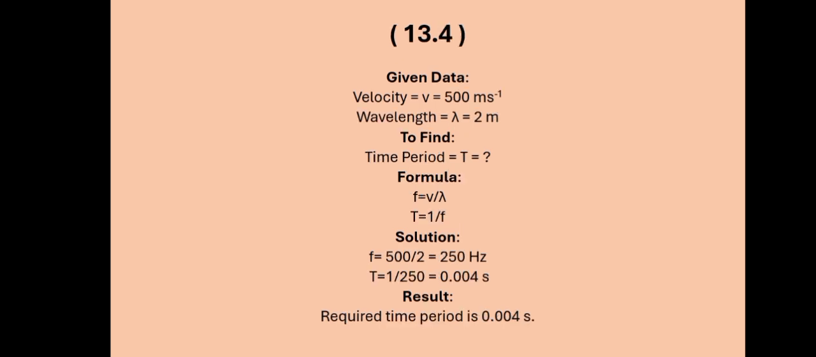Move to the next, 13.4. Given data, velocity and wavelength is given the same as before. We have to calculate the time period here. We cannot find the time period directly by using the V and lambda. For this we have to calculate the frequency first and then dividing 1 by the frequency we can easily calculate the value of the time period. फ्रीक्वेंसी के लिए V और lambda दोनों को डिवाइड करेंगे and we will get the value of the frequency, that is 250 hertz. टाइम पीरियड फाइंड आउट करने के लिए 1 को 250 पे डिवाइड कर देंगे. 1 divided by 250 is equal to the time period, that is 0.004 second. Result: required time period is 0.004 second.